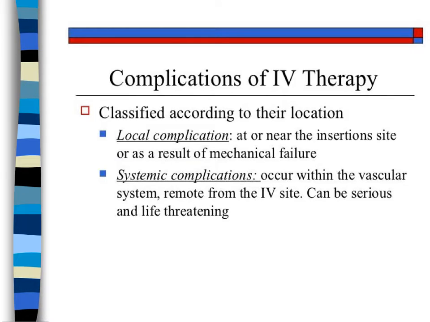A systemic complication occurs with the vascular system away from the insertion site. It can be life-threatening. Examples include septicemia, circulatory overload, pulmonary edema, air embolism, speed shock, catheter embolism.